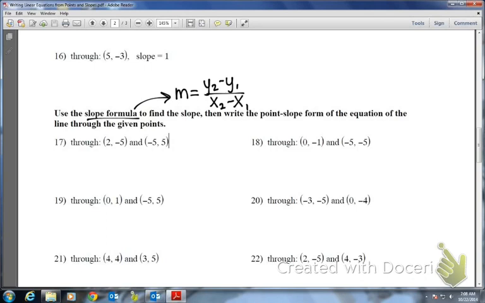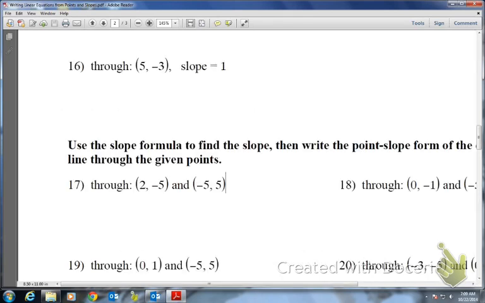So we're going to use this formula to find the slope. Then we're going to write the point-slope form, and remember we're going to write this one more time, point-slope form. That's y minus y1 equals m times x minus x1. So we're going to write the point-slope form of the equation of the line through the given points. So let's first, just like it says in the directions, first we're going to use this slope formula. So y2 minus y1 over x2 minus x1. And let's do number 18 together. So let me zoom into number 18.